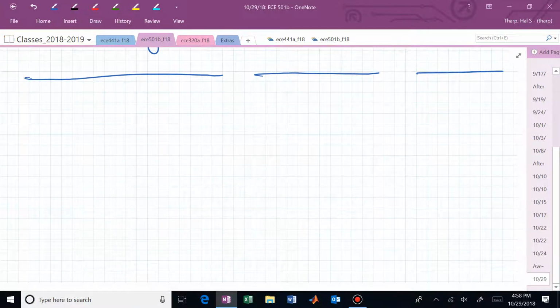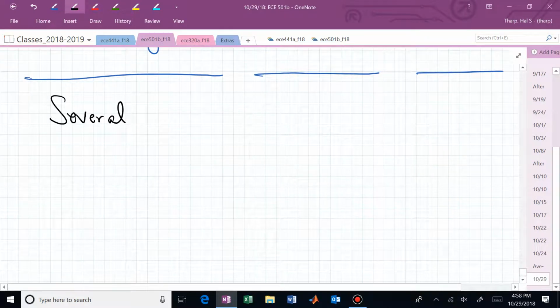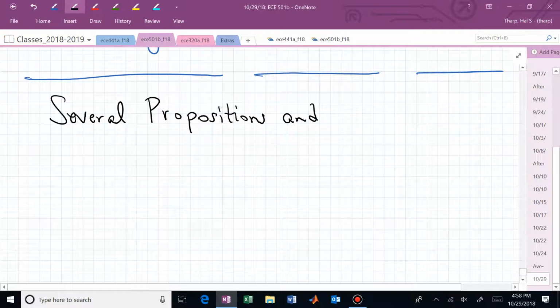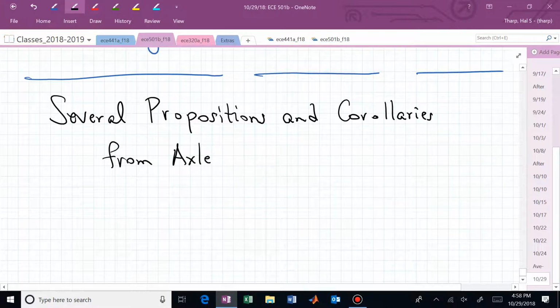All right, so let's look now at several propositions and corollaries relative to this adjoint operator, etc. So several propositions and corollaries from the text. And now I'll let you refer to the text for the proofs.